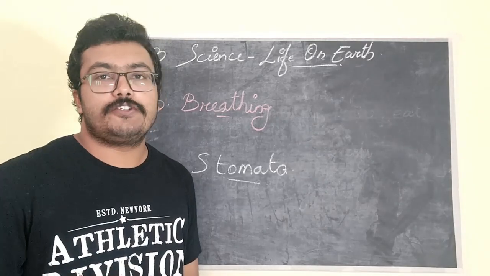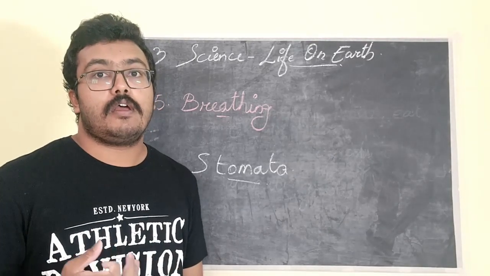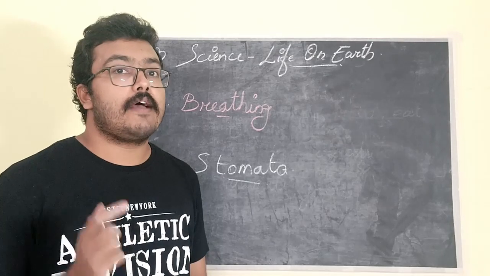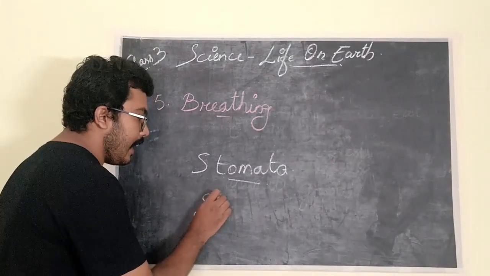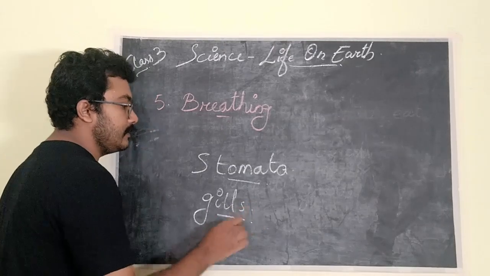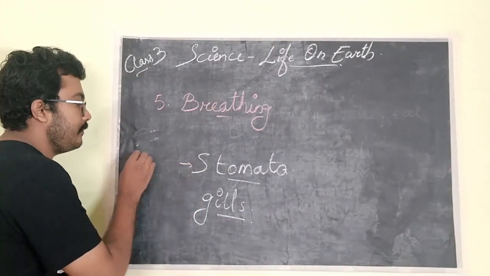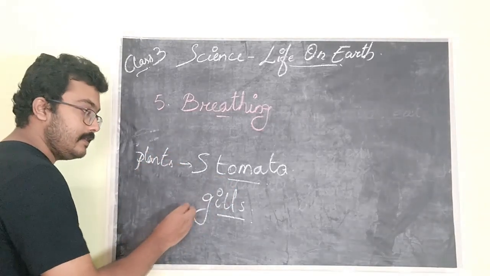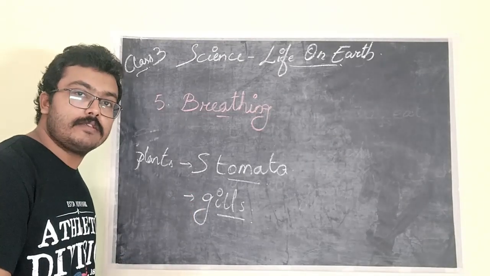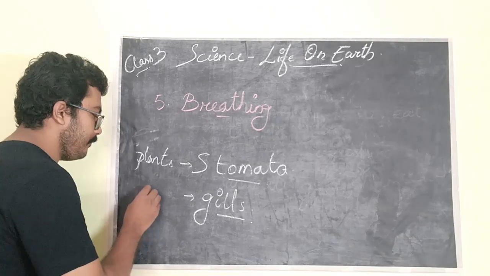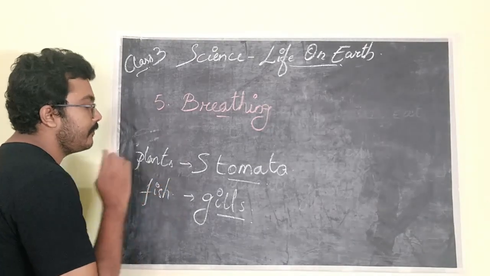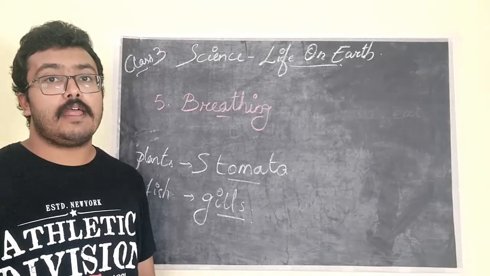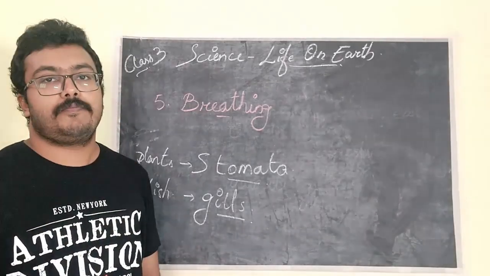And fishes have a separate organ called gills. It's not a nose, they have gills, G-I-L-L-S, gills. So I'll just mention this. Plants use stomata to breathe. Gills are used by aquatic animals, or just normally called fish. Fish breathe through gills. So these are the different methods plants as well as animals use to breathe.